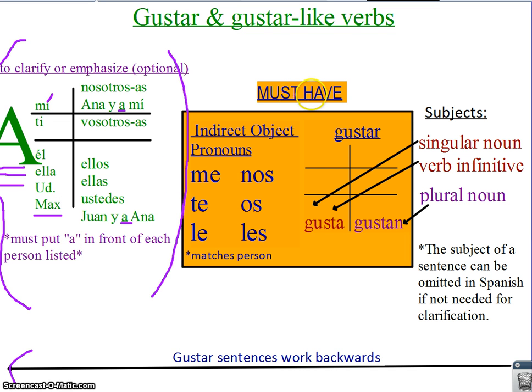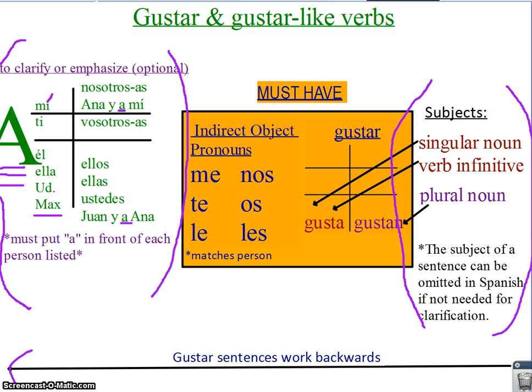What you must have in a gustar sentence, or verbs that work like gustar, is an indirect object pronoun: me, te, le, nos, os, les. And these match the person. Then you have a form of gustar. And 90% of the time or more, you only use the he, she form or the they form. Why? Because your subject is over here. And if it's a singular noun, there's an arrow right here that points to gusta, a verb infinitive, gusta, or a plural noun, gustan. And I'm going to put this part in parentheses too, because you guys know if it's already clear, you can take the subject out of a sentence.